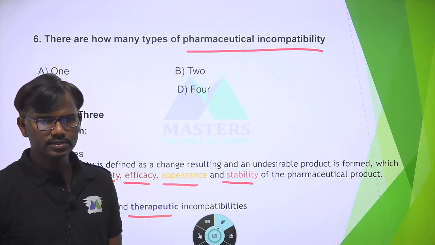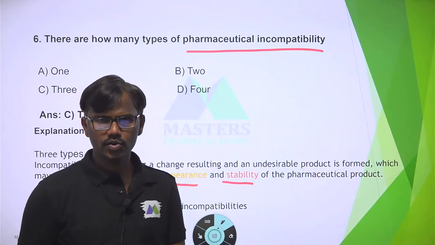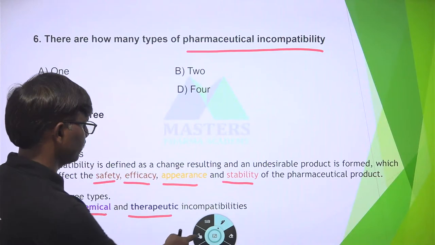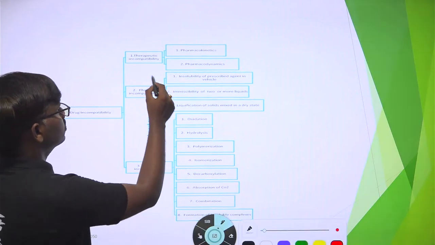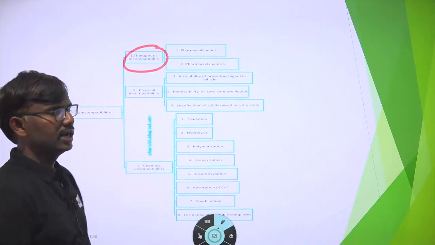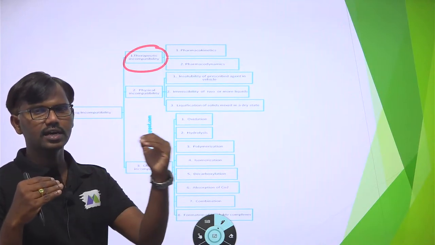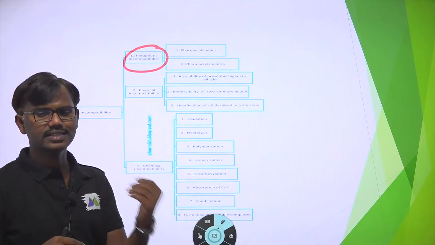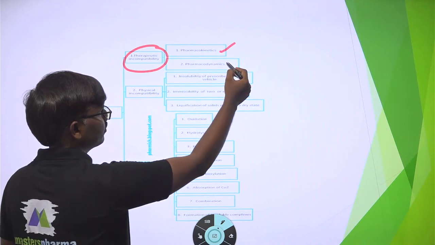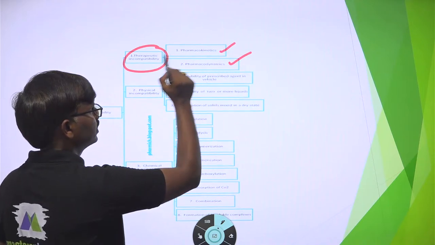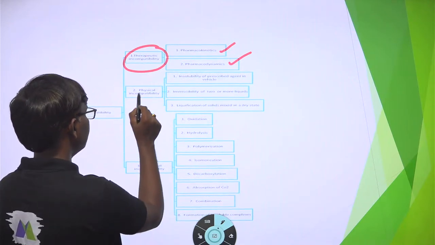So mainly, based upon what are they classified? That you must remember, right? So we will see the different types of incompatibilities. Therapeutic incompatibility means drug-drug interaction. One drug affects the other drug's efficacy, other drug's activity, right? It may affect the pharmacokinetics, it may affect the pharmacodynamics of the other drug. This is called therapeutic incompatibility, right?